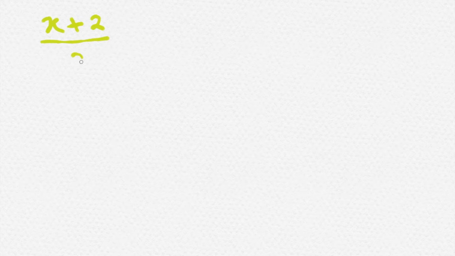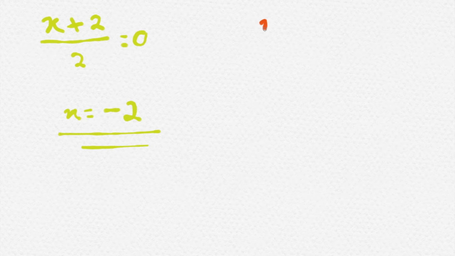Today we'll be solving fractions in 2 seconds. Our first example will be (x + 2) over 2 is equal to 0. Now, I know the answer is x is equal to minus 2. See how fast I did it? I'll show you how now.